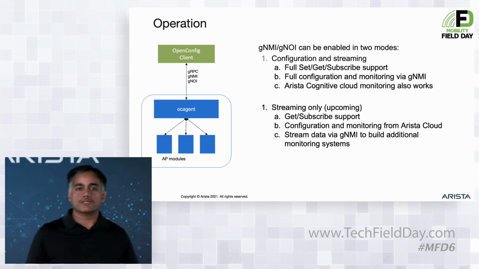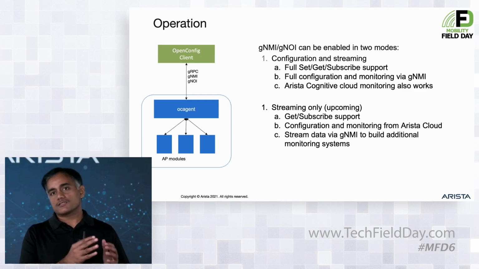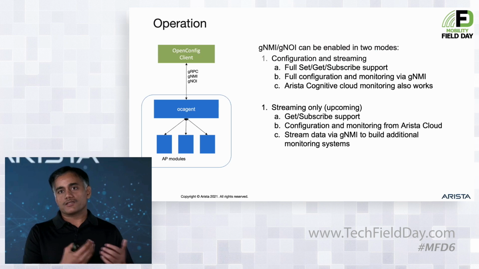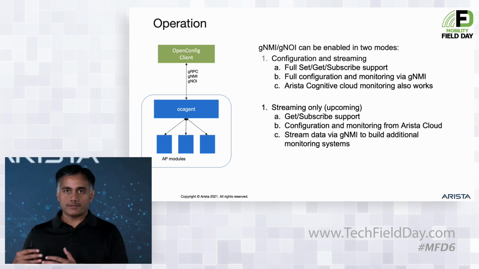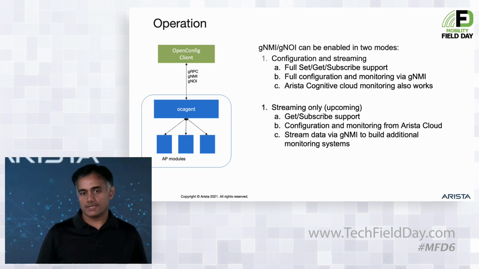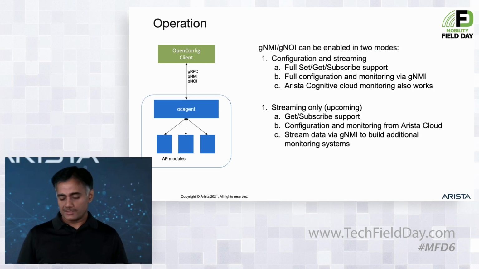The second mode of operation is streaming only, where configuration is still happening from our cloud and monitoring is also happening from our cloud, but they can stream specific state leaves, specific granular data using the powerful streaming telemetry into their own collectors, and then build additional visibility that they need into their networks. So this is the second mode we support.